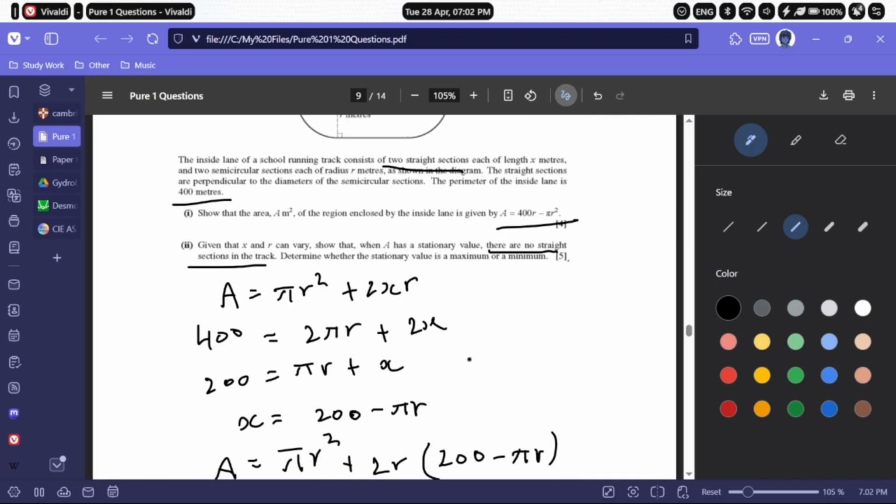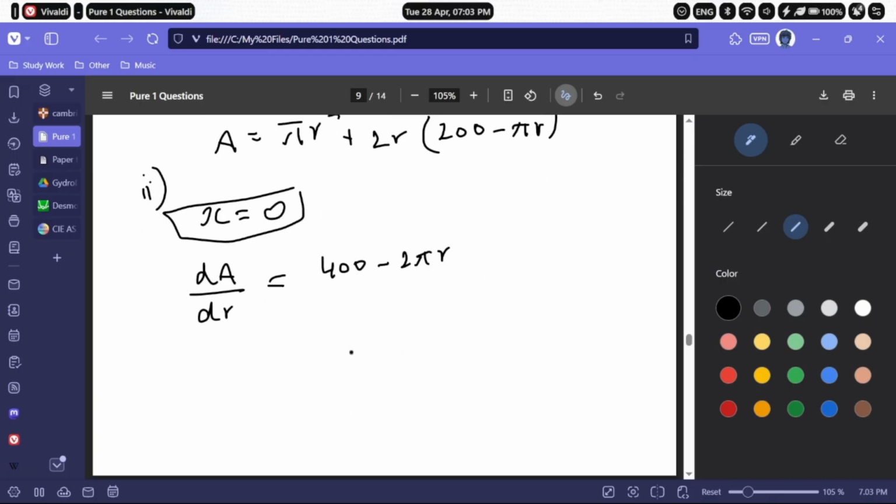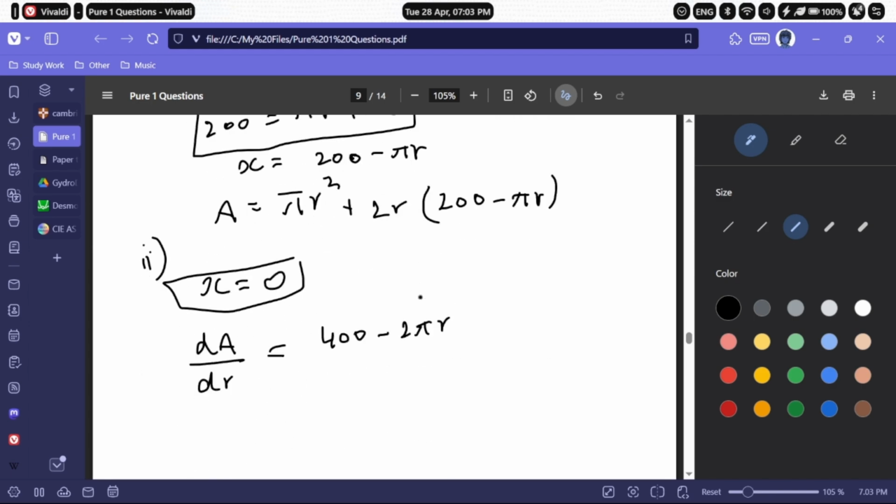So what you can do is use your formula for the perimeter. x would be 0 in that case. So r would be 200 by pi. Now input that r value into dA by dr, and that gives you dA by dr. Then you can find the second derivative, which would just be, wait, let me write that, d2A by dr2 would be minus 2 pi, right, which is less than 0. And like I said, if it's less than 0, it's a maxima. Yes, I'm slow.